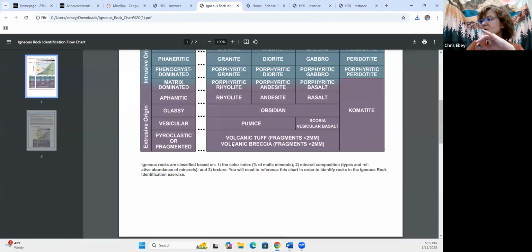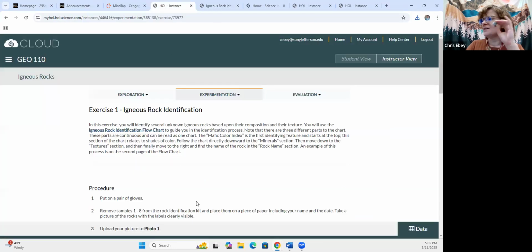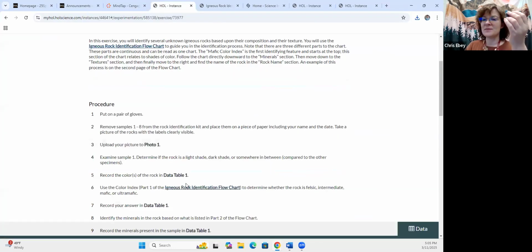This is going to be really important for identifying your rock. It says put on a pair of gloves. I'm going to be honest, that was way more important for minerals than it is for rocks. Some of your minerals contain lead, but that's not true of any of these rocks, although your hands could get dirty.